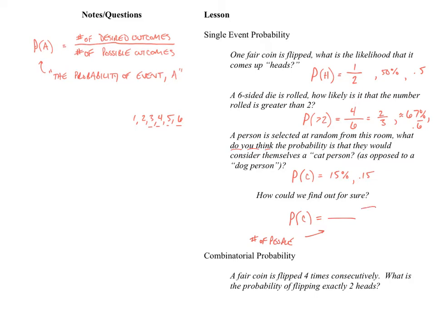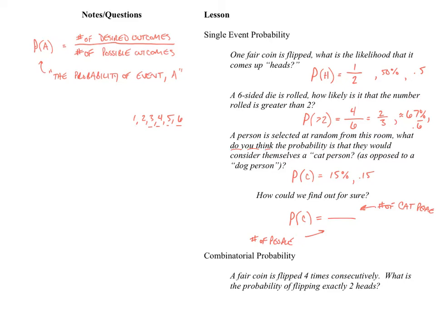And then up here, that's going to be the number of cat people in the room. And in case it's unclear, a cat person is just a person who prefers cats to dogs. You do have to choose. You can't be like a squirrel person or something. It's got to be cat or dog.